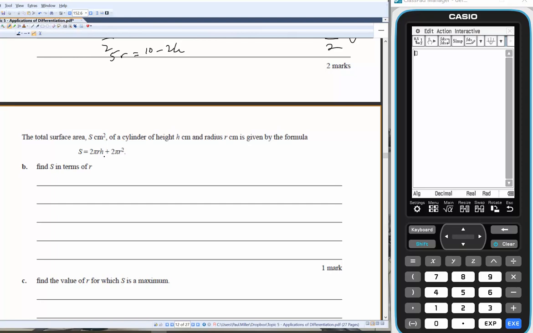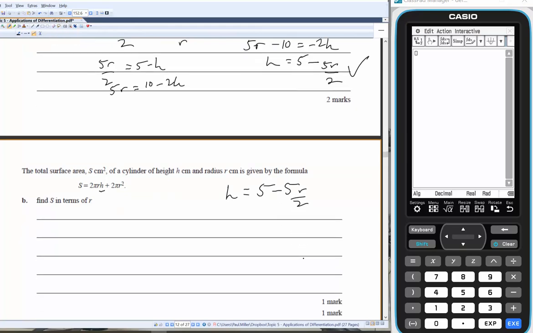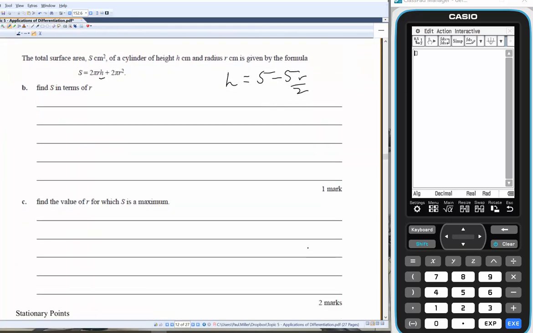Now the problem is we've got an h in here, and we're not allowed to have that. When it says S in terms of r, it means S is going to be the subject, and the only other variable that's going to be included here on the right hand side is r. We're not allowed to have anything else. Now how do we get rid of that h? Well, we conveniently in the previous problem found out that h was 5 take away 5r on 2. So what we're going to do is substitute for h, and what will happen is it'll be in terms of r only. Let's do it.